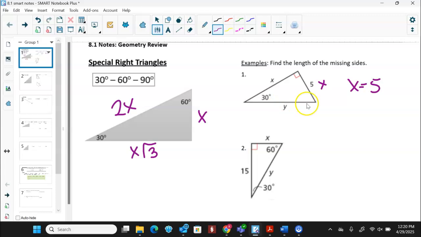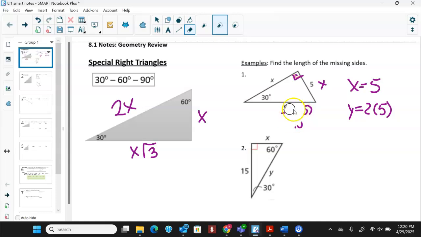Then I know that my hypotenuse, which is my y right here, so just make sure you understand this is a right triangle, and this is your hypotenuse, is going to be 2 times x, right? So if x is 5, this is going to be 2 times 5, which is 10. So y is going to be 10. And now the other length is x root 3. So since x is 5, that's going to be 5 root 3.